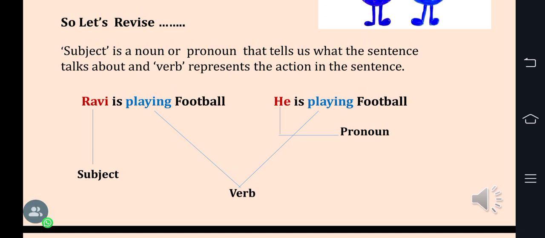Now let's see the next sentence. He is playing football. So here playing is again verb and he is pronoun. We also know what is a pronoun. A word which stands instead of a noun is called pronoun. So here he stands instead of Ravi.